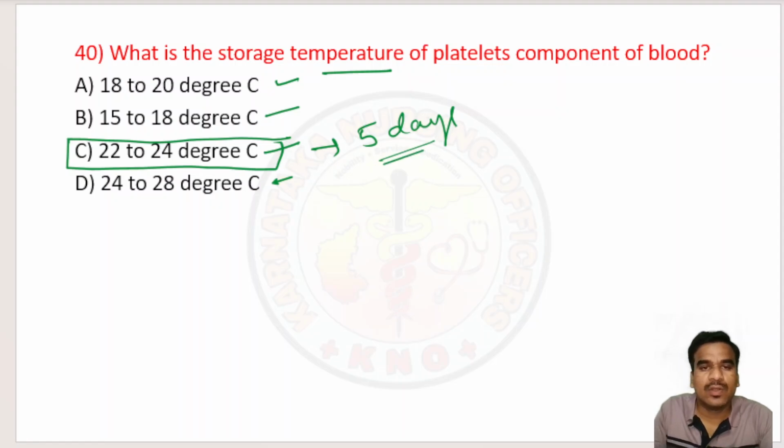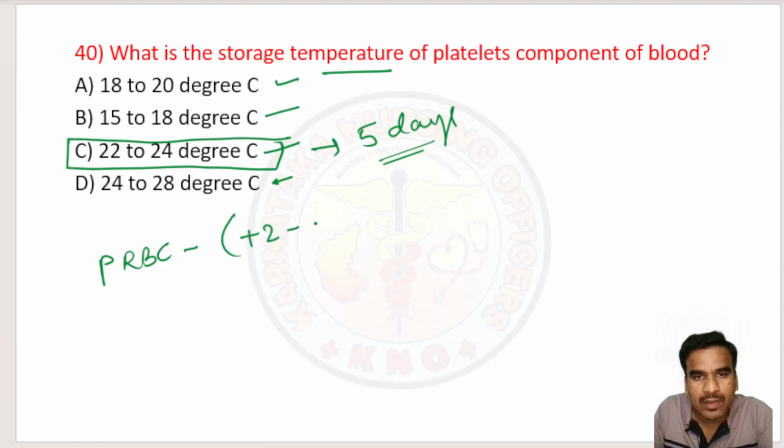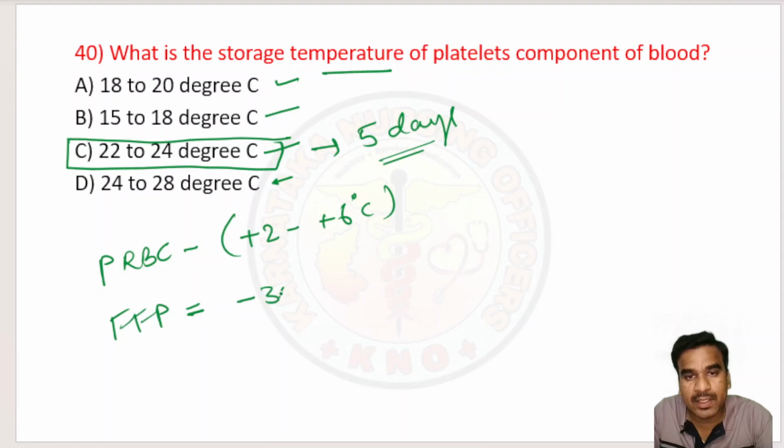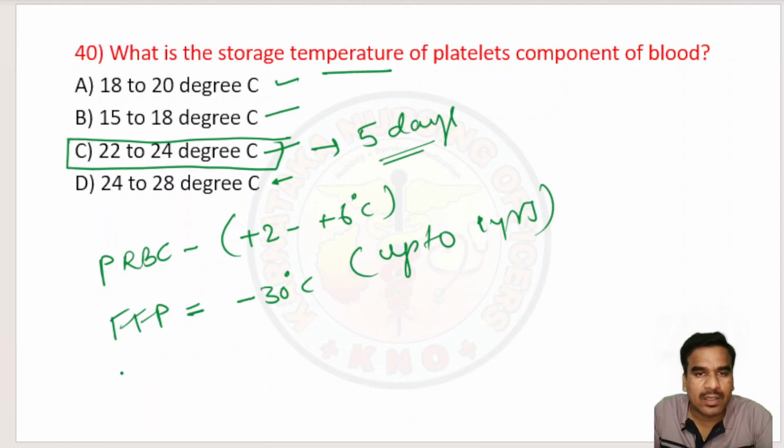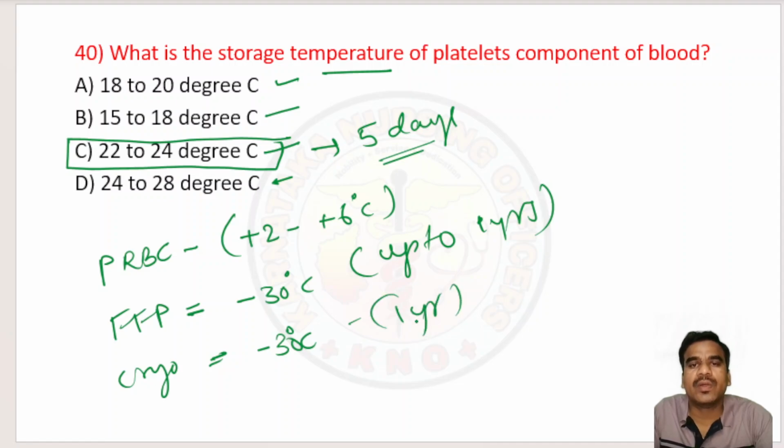Up to 5 days we can store. And what is the PRBC? PRBC we can store at plus 2 to plus 6 degrees Celsius. This is the PRBC storage. And FFP we can store at minus 30 degrees, up to 1 year. And cryoprecipitate is also stored at minus 30 degrees Celsius, up to 1 year. So this is the storage for the blood products.